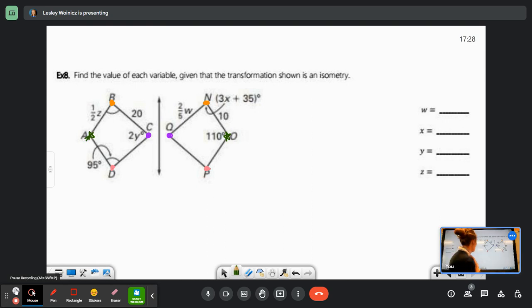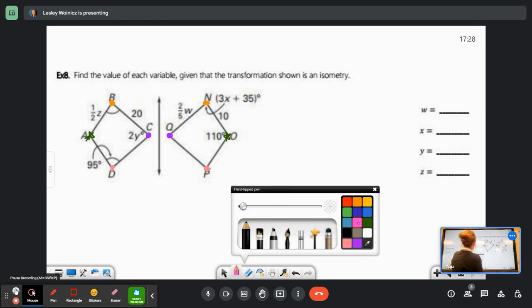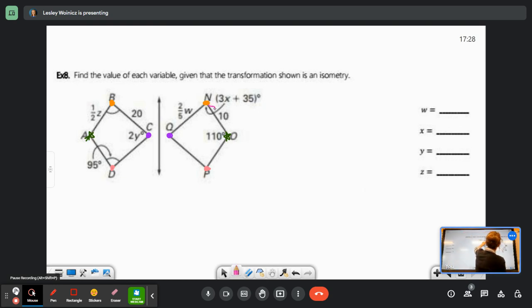Okay, I see something we can solve for. Look at this side that's 10 units long. It came from this side over here, which is 1/2 z. So I can write an equation for that. I know that 1/2 z equals 10. So if I multiply this side by 2 and this side by 2, my 2's cancel, and I get z equals 20. Okay, that's one down.